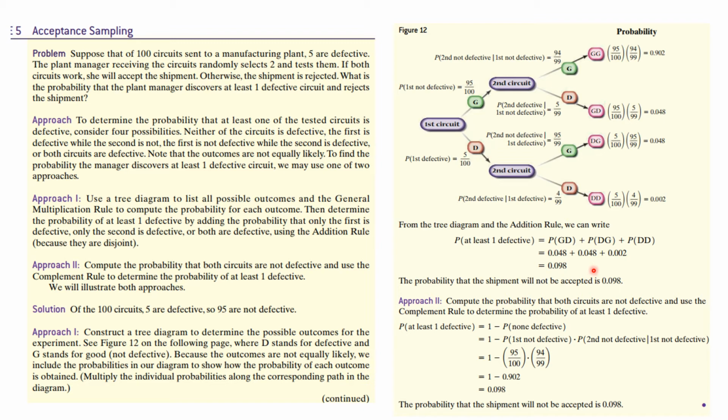So this is the probability that the shipment will not be accepted. The other way is to just say the probability of at least one defective is 1 minus none defective, and that is going to be 1 minus the first not defective times the second not defective, given the first is not defective. This is a conditional probability because the probabilities of the second pick depend on what you pick the first time. Well, we do the calculation and we get exactly the same answer.